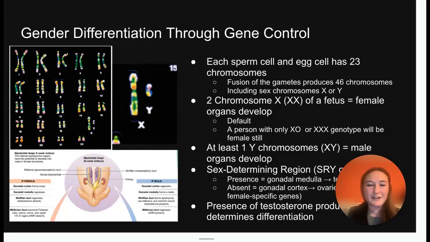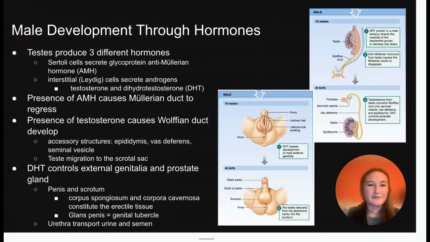And so that presence will cause the gonads to turn into the testes. For a male, the presence of that Y chromosome will cause the gonads to turn into testes. We'll see in the next few slides how that plays out. And then if there is no SRY gene, because there's no Y chromosome in the embryo, it'll turn into the ovaries because there's no Y. And so that will play out into the female reproductive organs. We'll go to the next slides about those.